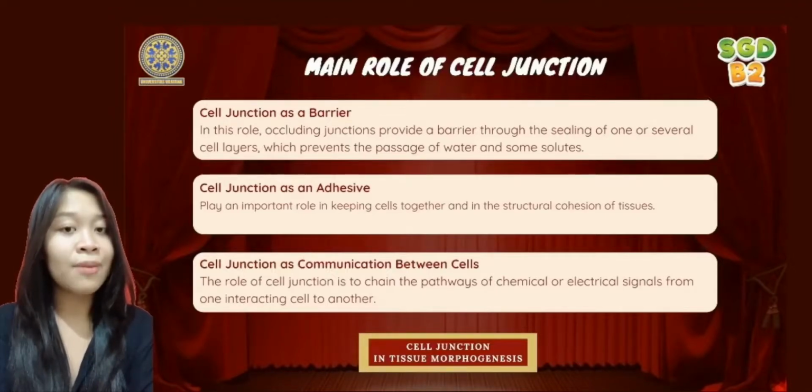Third, cell junctions provide communication between cells. The cell junction's role is to change the pathway of chemical and electrical signals from one interacting cell to another. Connexins are the proteins that create hexameric complexes termed connexons, each with a central hydrophilic hole. Connexons in adjacent cell membranes align laterally to form connections between the two cells when the cells attach, with each junction having dozens to hundreds of aligned connection pairs.